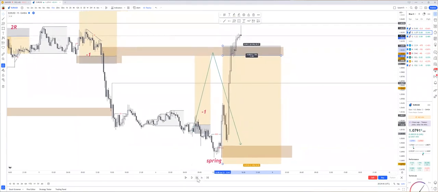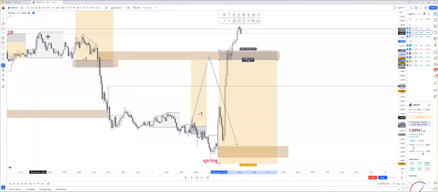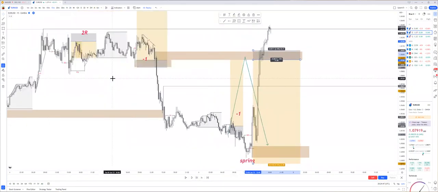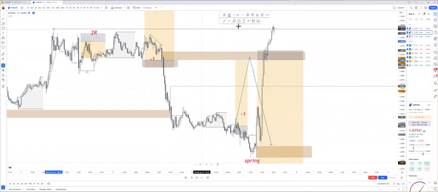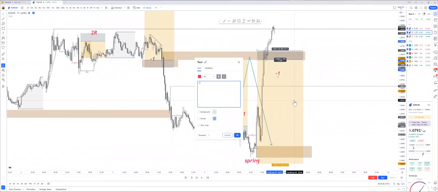Yeah, see? So it's gone and it's taken out the high of this Asia. So at this point now, we can call this another L. Where is it? So this is another L right now, -1.